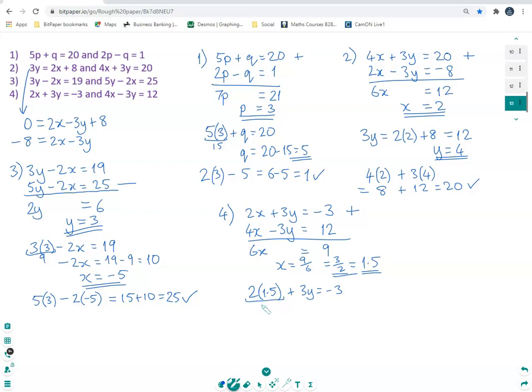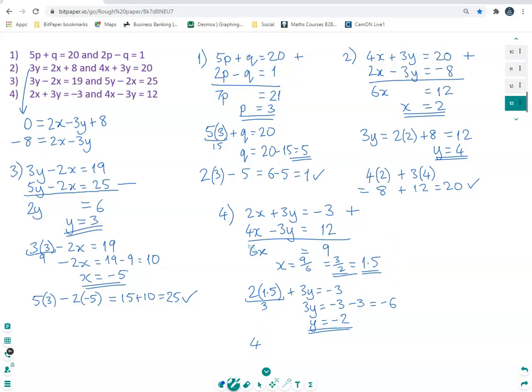2 lots of 1.5 is 3. So let's take away 3 on both sides. So 3y is -3 take away the 3, which of course is -6, which gives us y equals -2. Sub back into the other equation to check.